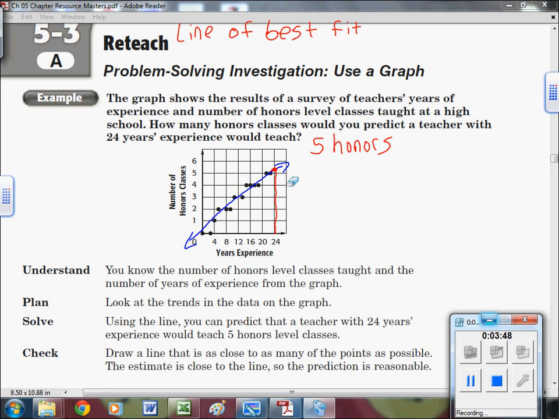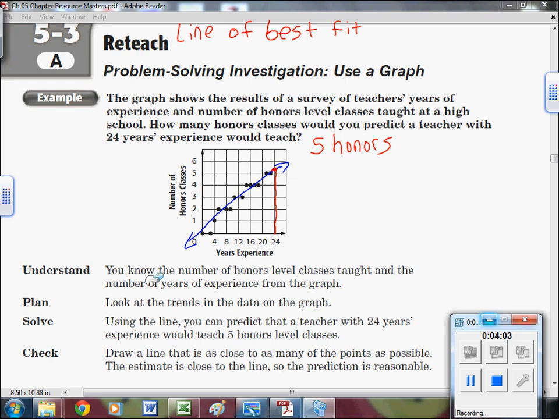So as long as it's reasonable, if you were just somewhere in the range of here to here, you'd realize it was near 5 classes. So that's what you're going to do for questions like this. You're going to draw a line of best fit, and then the examples are going to ask you to make an estimation, make a prediction.